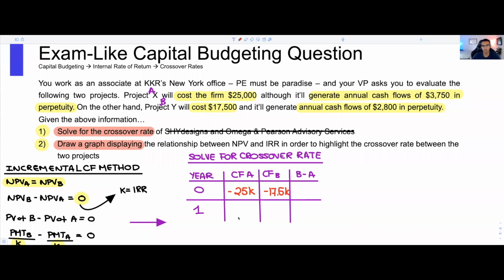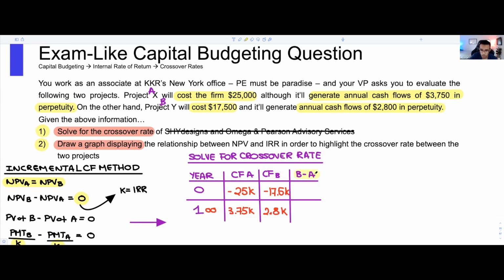Then for year 1 onwards, because it's a perpetuity, we're going to put infinity. For project A, we have cash flows of 3.75K forever, and for project B, we have cash flows of 2.8K forever. Under the incremental cash flow method, you find the difference between these two projects.